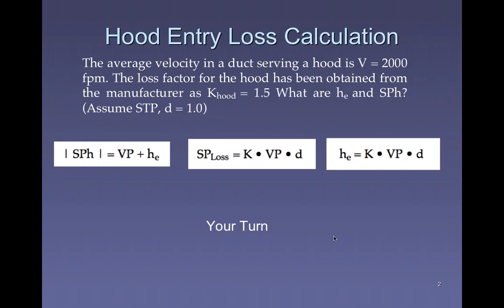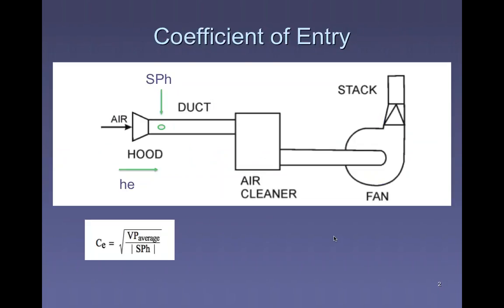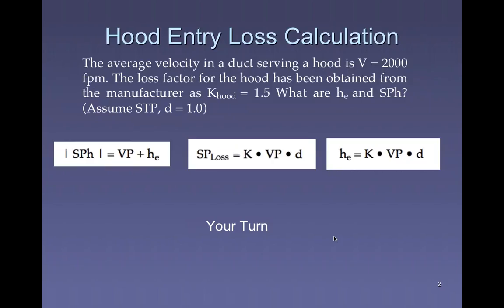Our velocity pressure added to our hood entry loss is how much now? 0.375 plus, what was it again? 0.25, right? Okay, so 0.25 plus 0.375.